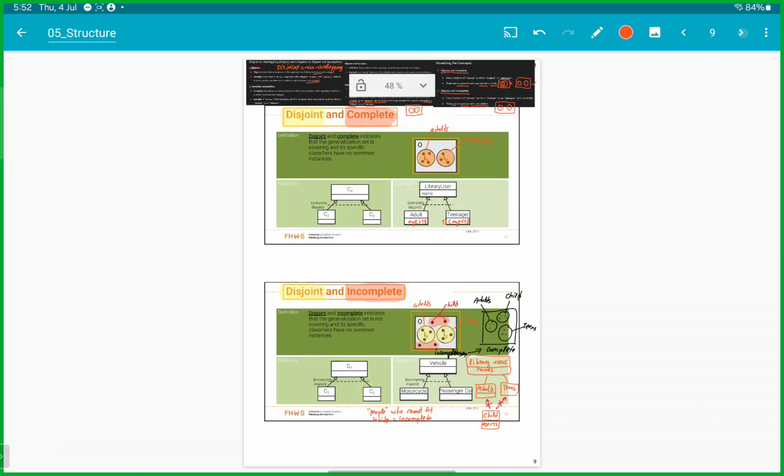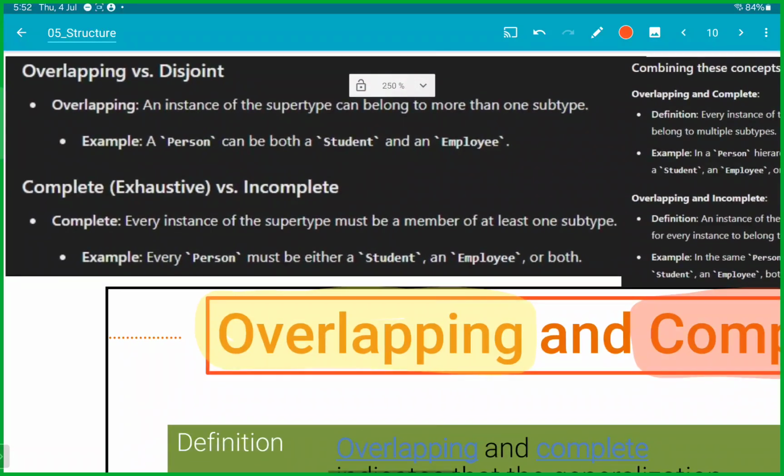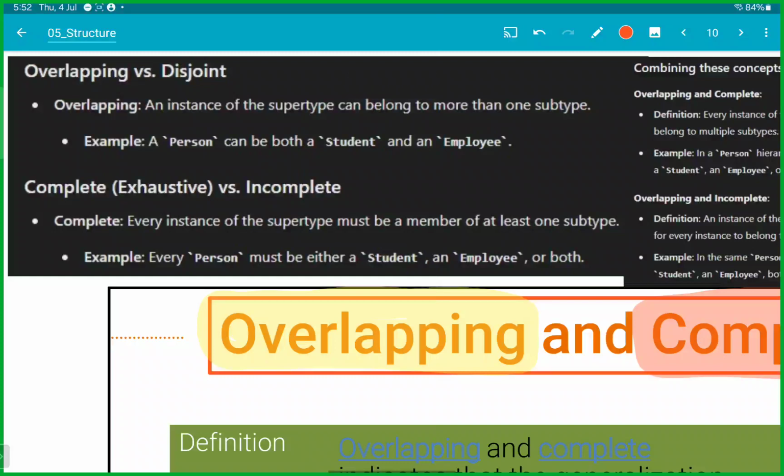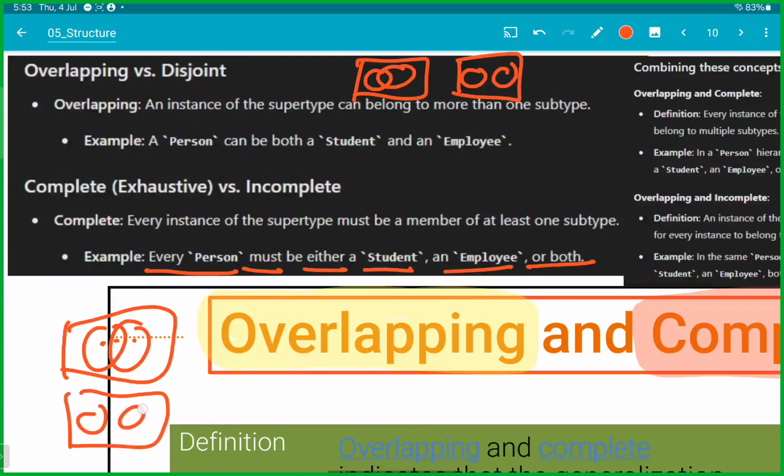So going to the next one, overlapping and complete. Yeah, so this is a good explanation between overlapping and disjoint. This is overlapping and this is disjoint. Complete means everybody is inside a subclass. It means that every person must be either a student or employee or even both. It's still complete. This is complete.